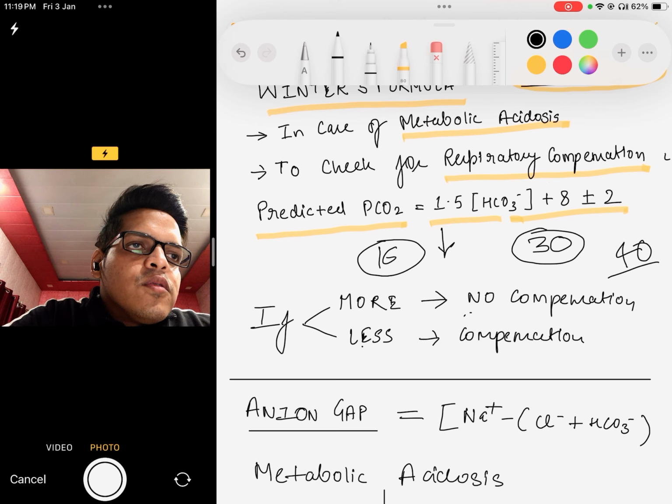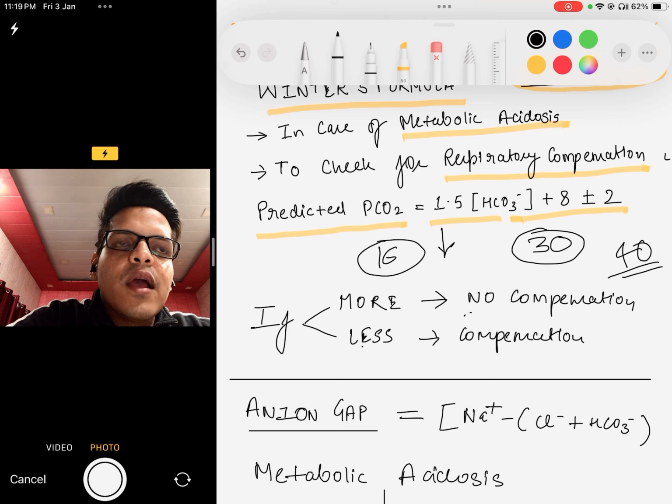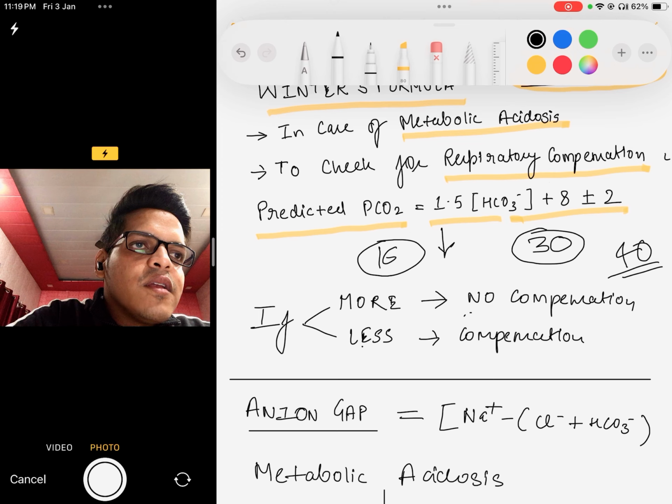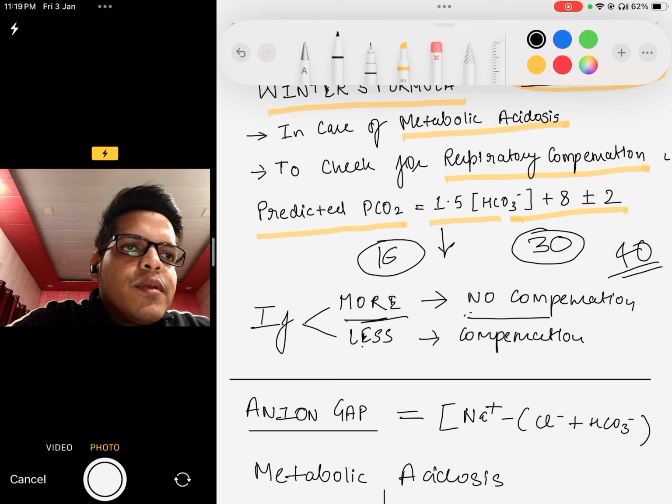So PCO2 is increased, and this is the case of metabolic acidosis where we are checking compensation. For metabolic acidosis, we need respiratory alkalosis, but here PCO2 is increased, it is given more, so there is no compensation. So whenever the measured value is more, there is no compensation.